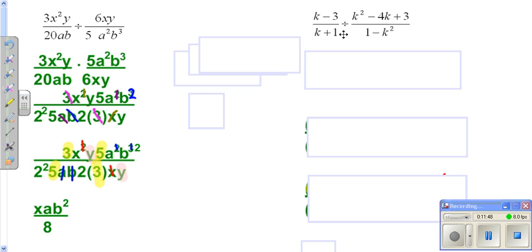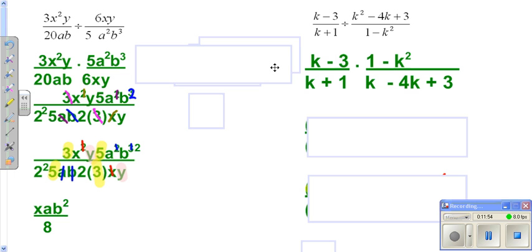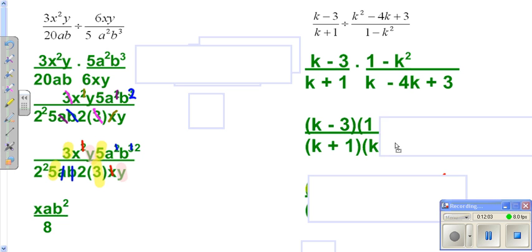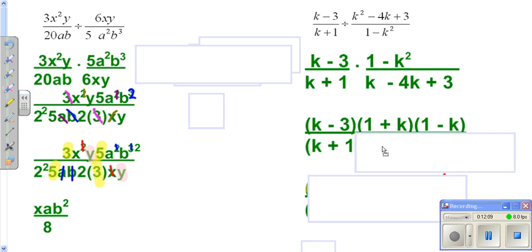Same idea over here. We have a fraction divided by a fraction, so you multiply by the reciprocal of the second fraction. Now, the first fraction doesn't simplify or factor on the top or the bottom, but the second fraction does. The second fraction on the top is a difference of squares, so that's going to factor into a 1 minus k and a 1 plus k.